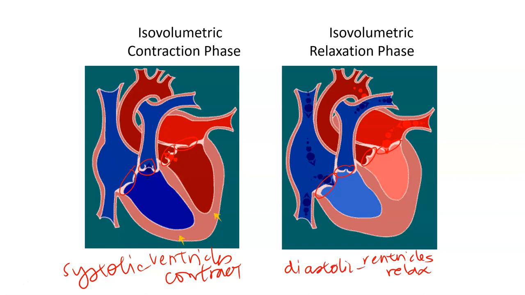Okay, so these pictures initially look the same because all 4 heart valves are closed, but what we have to be mindful of is, are the ventricles getting ready to contract, or are the ventricles getting ready to relax? And whatever they're getting ready to do is which phase we're in. If they're preparing to contract, we're in the isovolumetric contraction phase. However, if the ventricles are preparing to relax, we're in the isovolumetric relaxation phase.